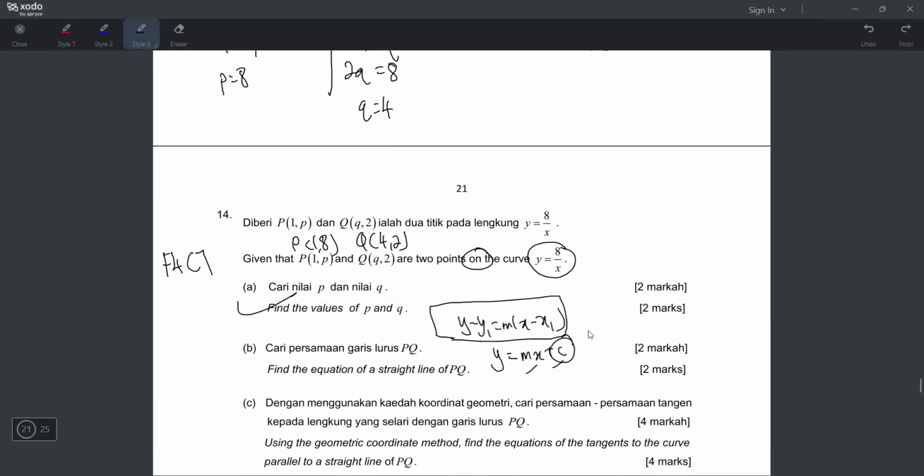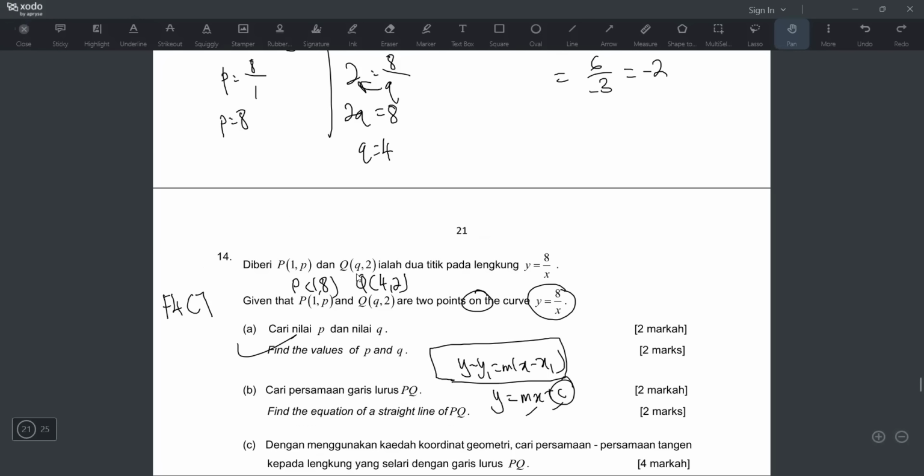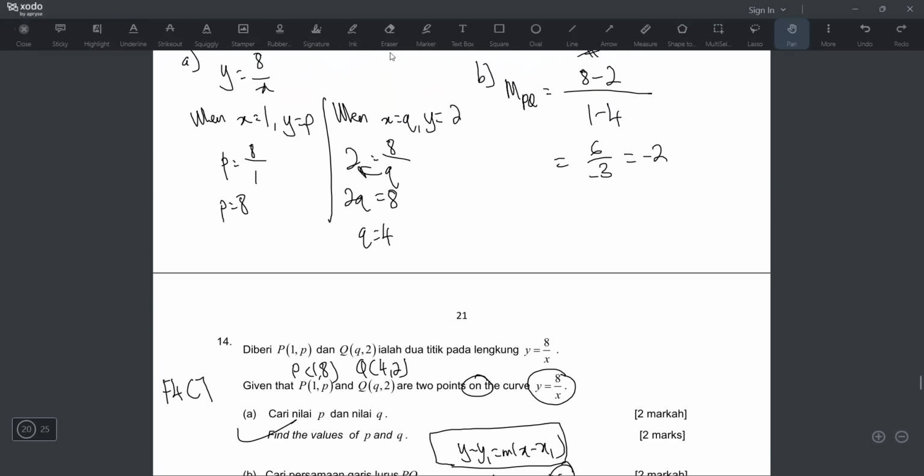Okay, now tell me the C ada tak dia bagi? Tak bagi. Ini bukan y-intercept, ini pun bukan y-intercept. These are just two random points. How you know whether it's a y-intercept or not? Okay, if the x coordinate is 0, then the y coordinate will be the y-intercept. But this one, the x is not 0. So obviously we have to do the y minus y1 equals gradient x minus x1.